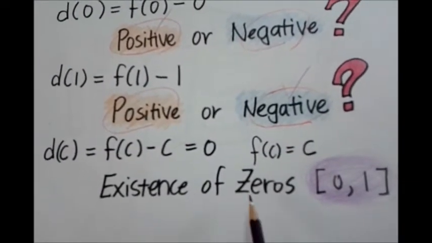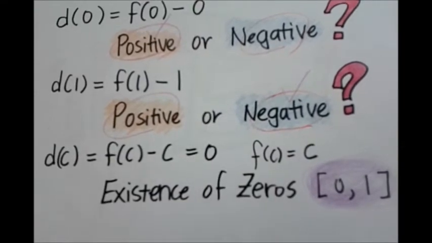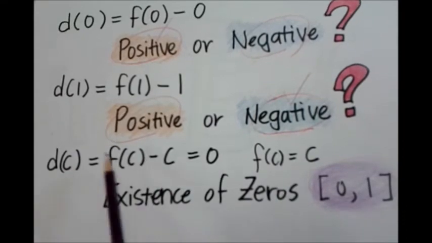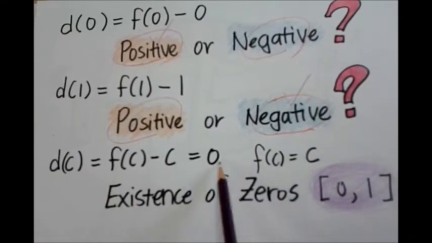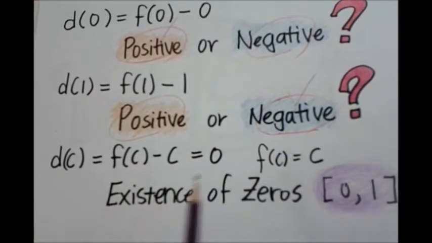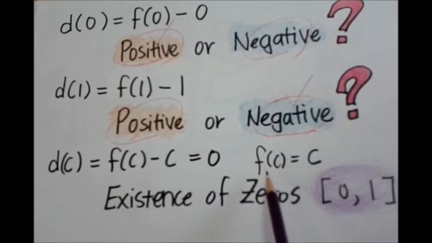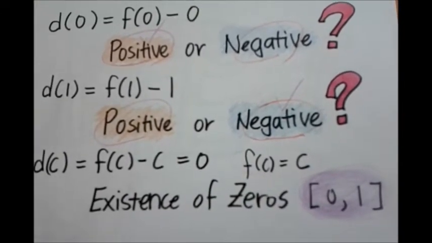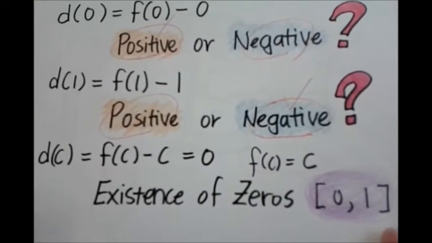So, according to the existence of zeros theorem, which is a special case of IVT, we know that d of c, which is equal to f of c minus c, will equal 0 at some point. And here we can move the c to the right side of the equation, yielding this, which the question wanted. So yes, indeed, the special value c exists between 0 and 1.